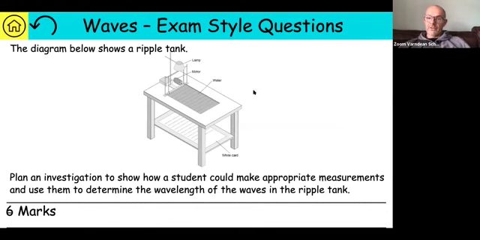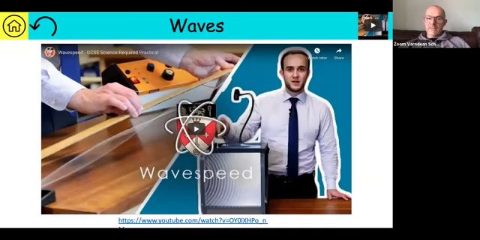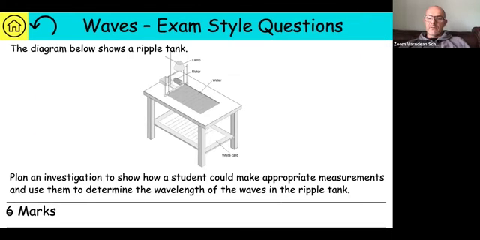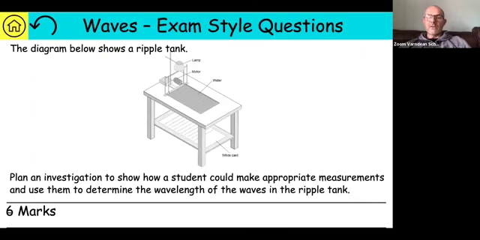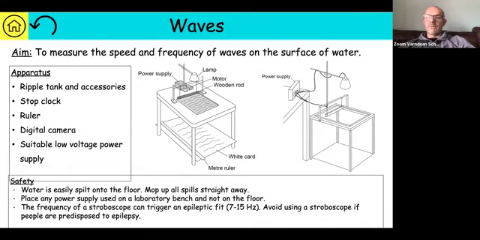So all you have to do is go back through here and have a look at that video, look at the equipment list in here, and then write out how you would do it. So the first thing you have to do when you see a 6-mark question that says plan an investigation is, I would use this equipment, and write down what you're going to use.